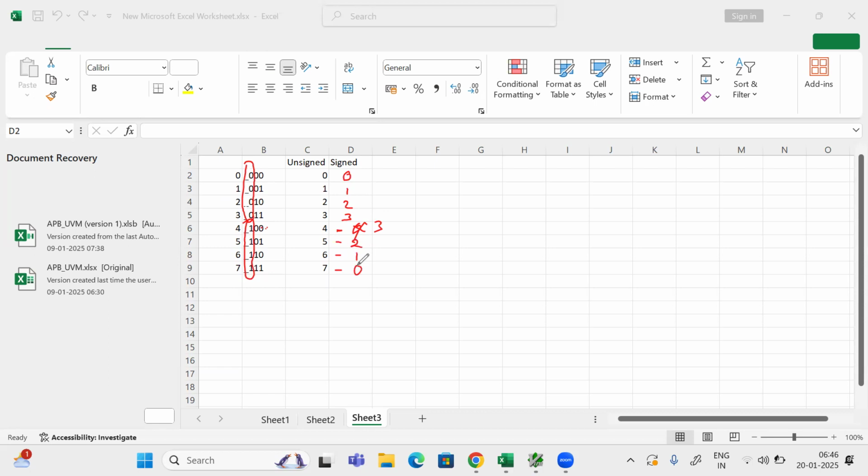Next, your decimal, what you have learned: 0, 1, 2, 3, 4, 5, 6, 7. If you are asking in unsigned, I'll write like this. If you are coming to a signed one, if it begins with 0, it will be a positive number. If it begins with 1, it is negative. Directly you cannot write it. What will people do?